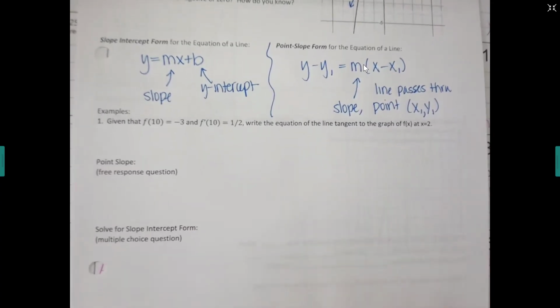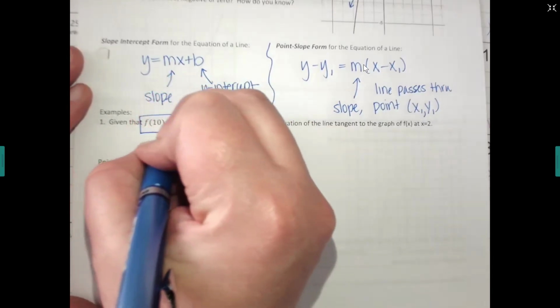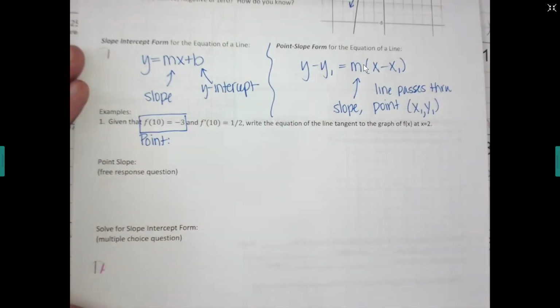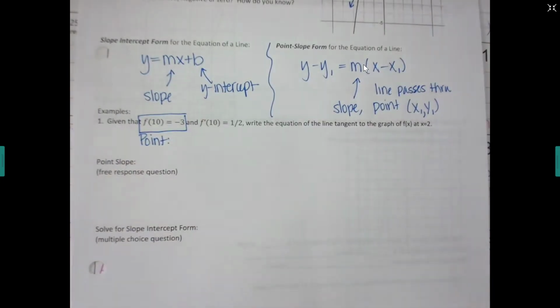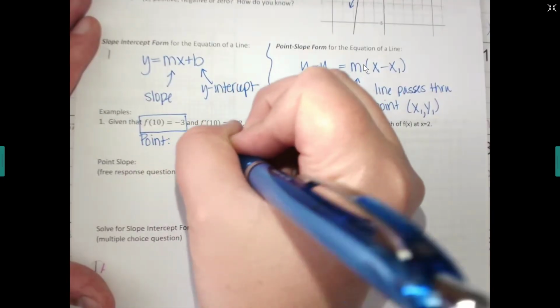All right, so take a look at number 1. Okay, it says, given that f of 10 is -3 and f prime of 10 is 1/2, write the equation of the tangent line to the graph of f at 2. Okay, regular f is going to tell you the point. Okay, there are 2 ingredients that you need to write the equation of a tangent line. You're going to need a point and you're going to need a slope. Regular f tells you the point. And if they tell me f of 10 is -3, that means that (10, -3) is the ordered pair.